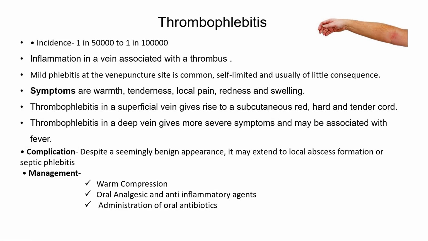Thrombophlebitis is inflammation in the vein associated with a thrombus. This can be a mild phlebitis at the venipuncture site, very common, self-limited, and usually of little consequence. Symptoms include warmth, tenderness, local pain, redness, and swelling. A superficial vein will give rise to a subcutaneous red, hot, and tender cord. Thrombophlebitis of a deep vein gives more severe symptoms and may be associated with fever. Complications: although it has a benign appearance, it can lead to local abscess formation and septic phlebitis.